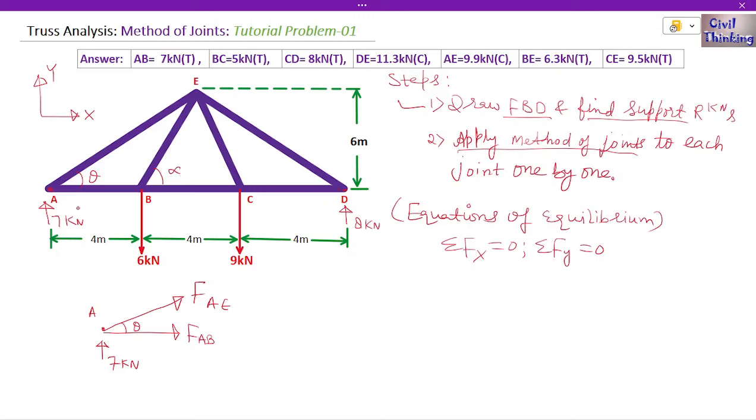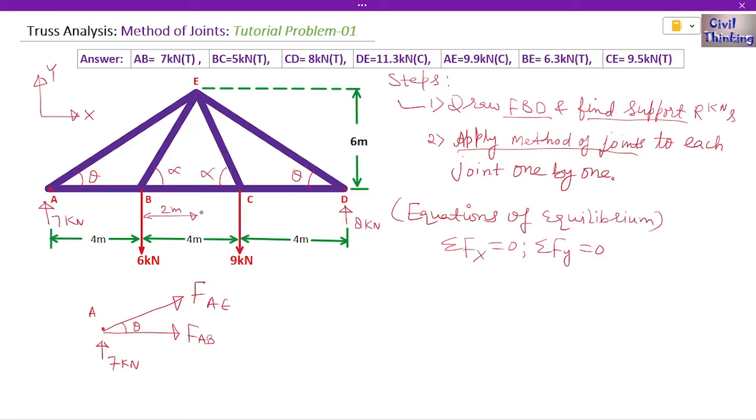Now because this truss is symmetric, this angle is also going to be theta, and this angle is also going to be alpha. Now let's first find this theta angle. How are we going to do that? We will draw a normal line here. We draw a normal line at E. Now from here to here it is half of 4, so this is 2 meter.